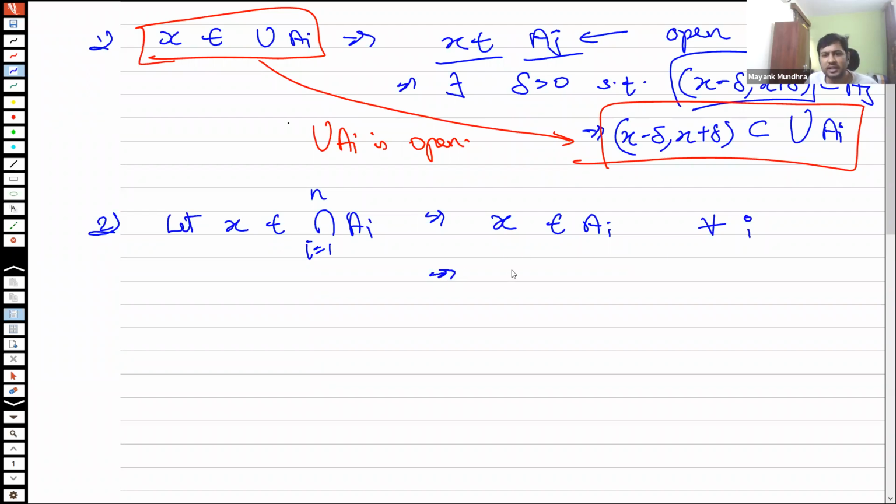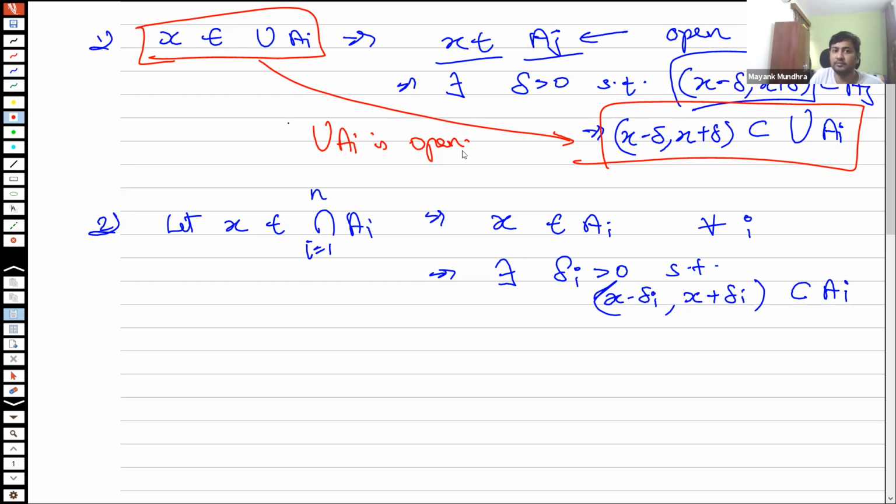Okay. So this implies that there exists some delta i, positive, such that (X minus delta i, X plus delta i) should be a subset of Ai. And this should be true for all i. For every element, I should be able to find a corresponding delta i.